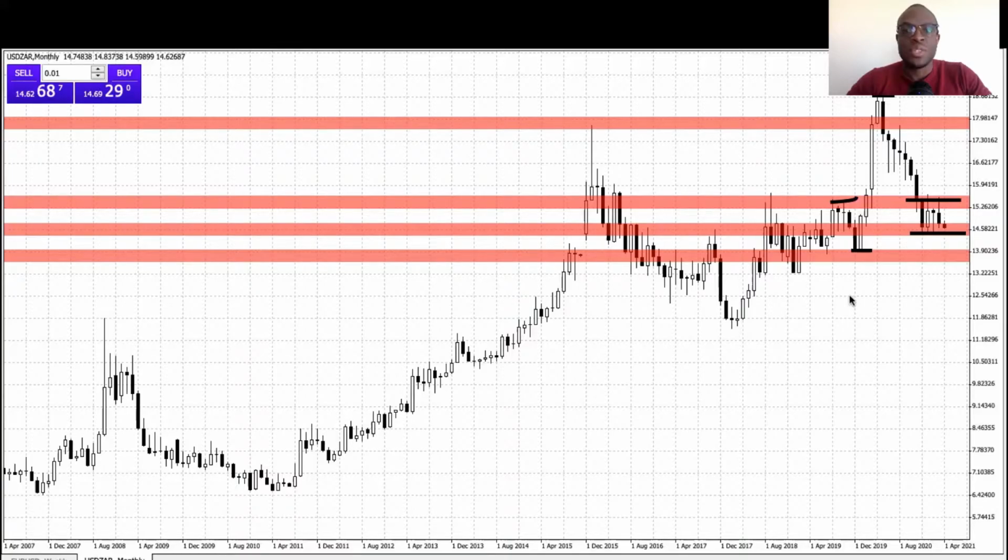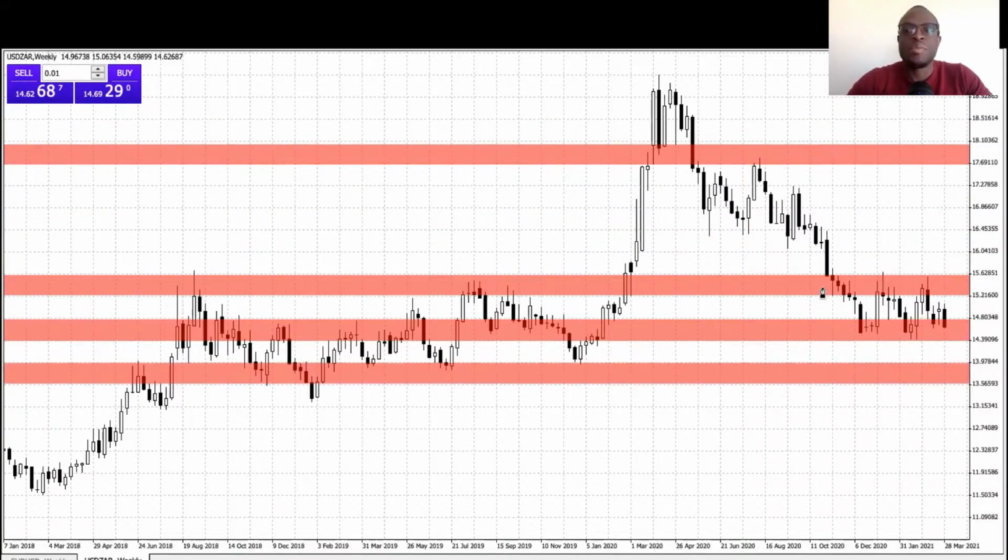Now we move on to the weekly chart. We are more likely this week to expect this movement to the sideways, indicated by the fact that on the monthly chart, since December, the price hasn't closed outside the December range. So what we'll be expecting is that the price is going to continue movement to the sideways.